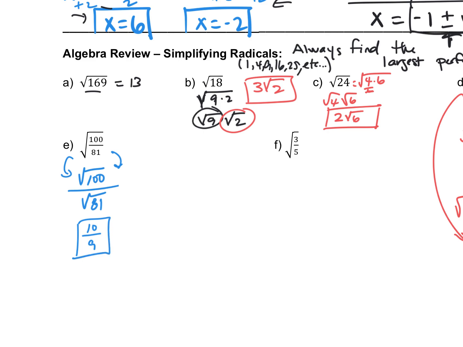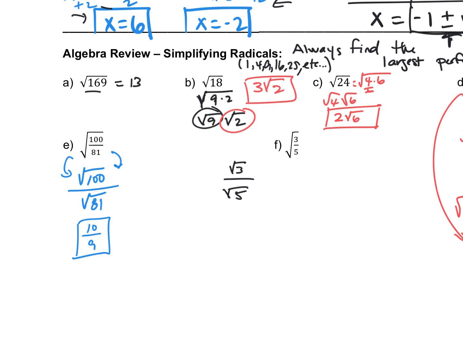Now, letter F. This is not a perfect square underneath here at all. If I separate them, I'm going to do it over here. I'm going to split the square root of 3 over the square root of 5. Okay, these two are not perfect squares.